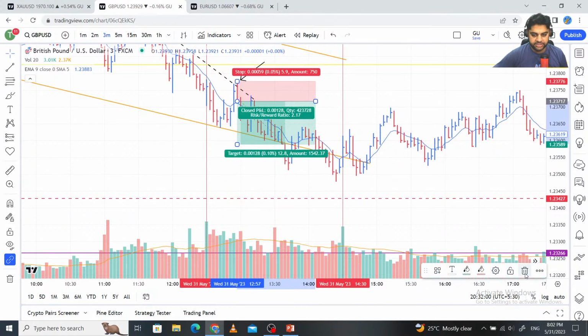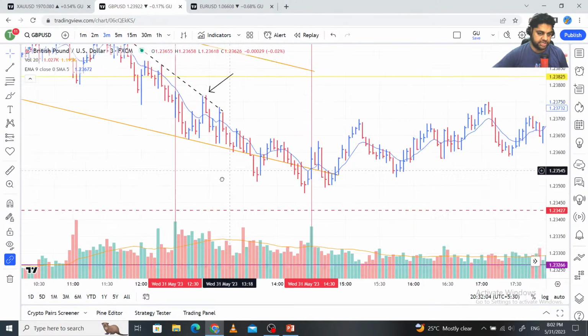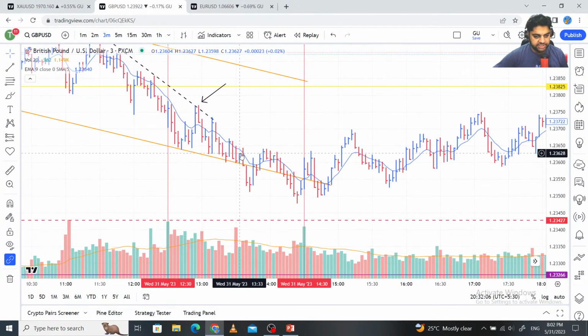Okay, so 2 hours is enough. And what else do we have? Do we have any other trade so far? Not yet, because I don't see any other trade so far.